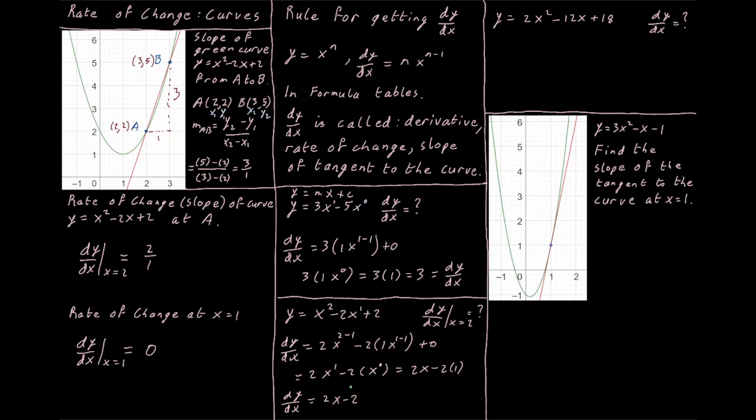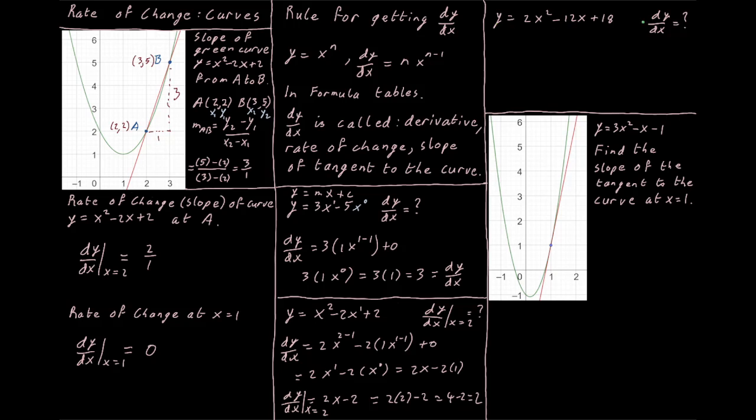So what happens when we sub in x is 2 into that? We want to know what happens when x is 2. We have 2 on minus 2. So we're going to say this is when x is equal to 2. And we get 4 minus 2, which is 2. So we get the same slope out as we did from our visual, from our graph.